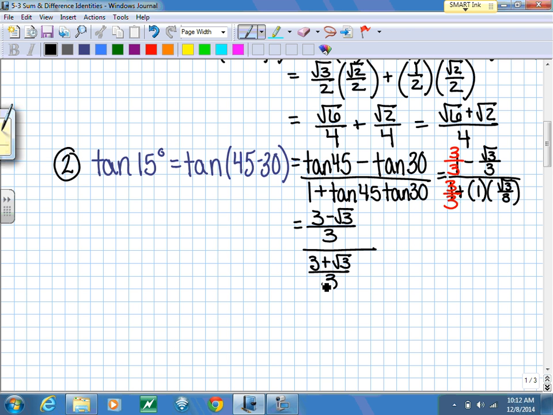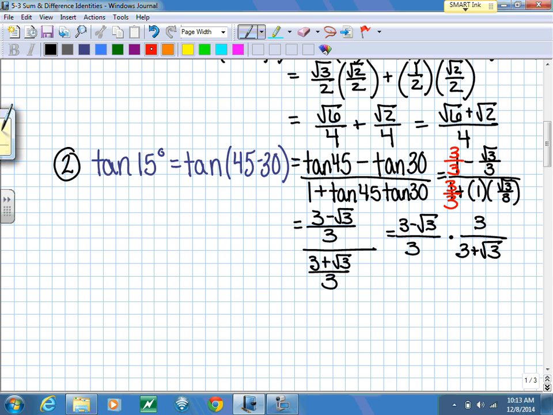So I'm just using my basic properties for adding and subtracting, multiplying fractions. So at this point right now, we have two fractions, which to simplify those, remember we always want to multiply by the reciprocal. 3 minus the square root of 3 over 3 times 3 over 3 plus the square root of 3.